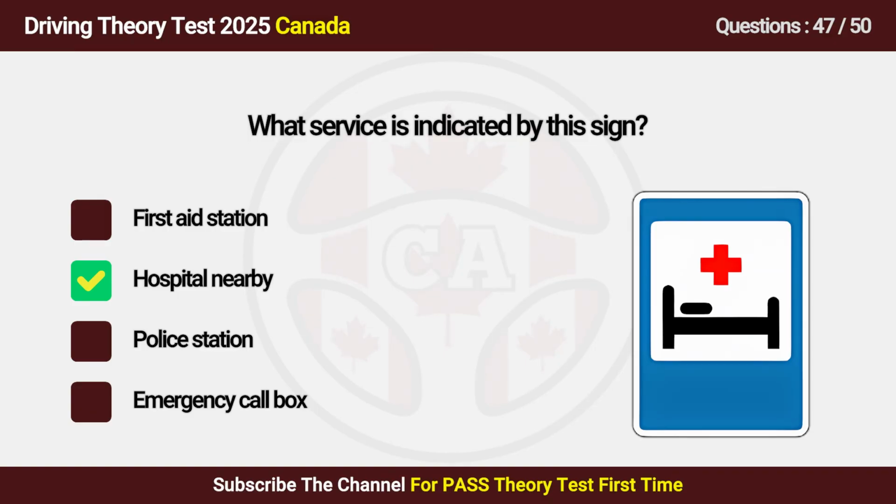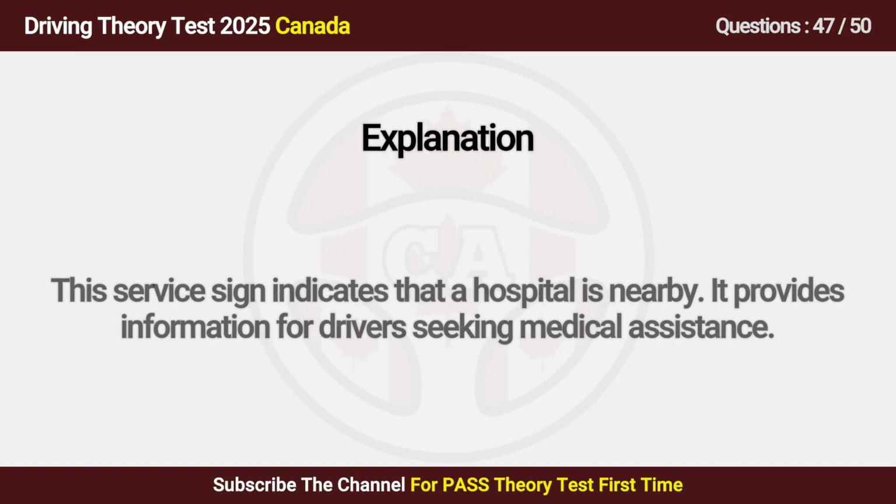Answer is B. Hospital nearby. This service sign indicates that a hospital is nearby. It provides information for drivers seeking medical assistance.